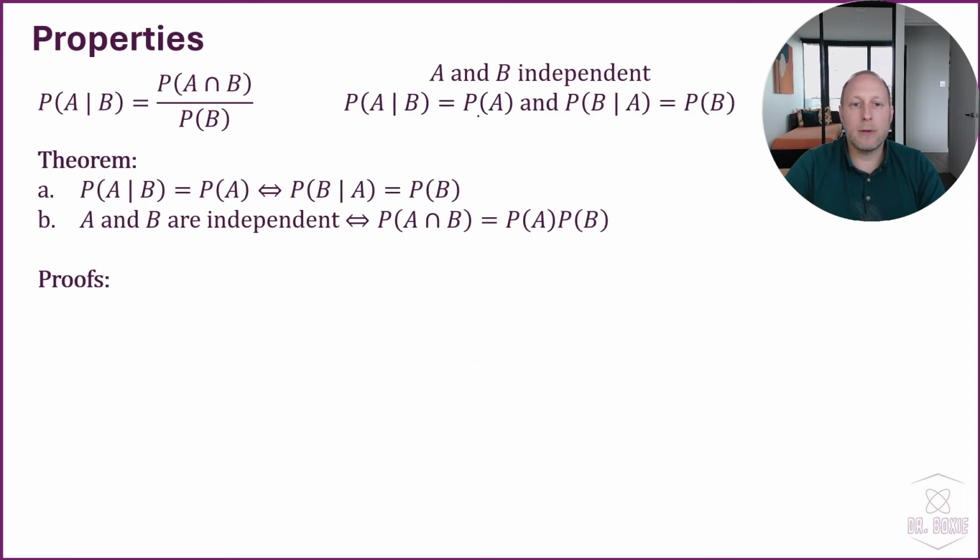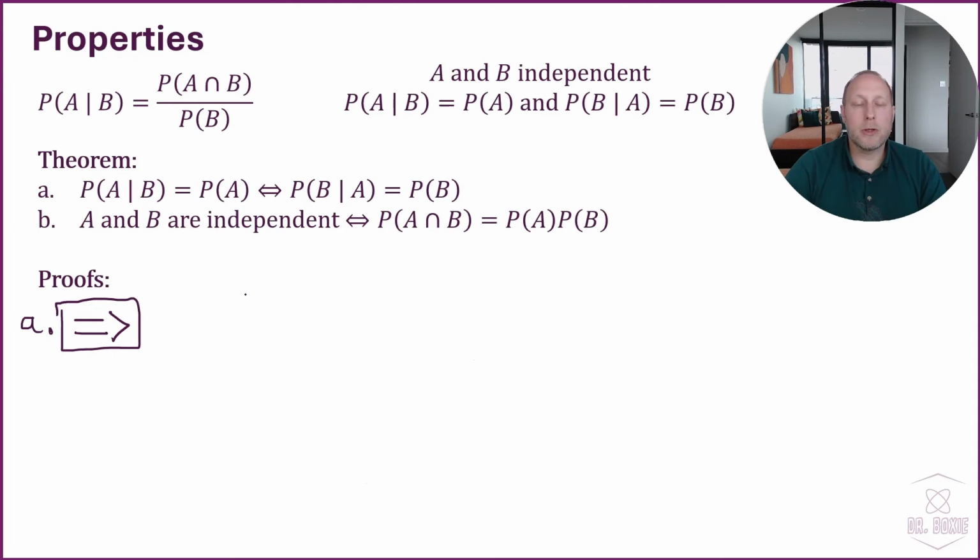Part B of the theorem tells us that being independent is equivalent to the fact that the probability of A and B is the product of the probability of A and the probability of B separately. Let's prove both statements. So for part A, I will prove that part of the equivalence.